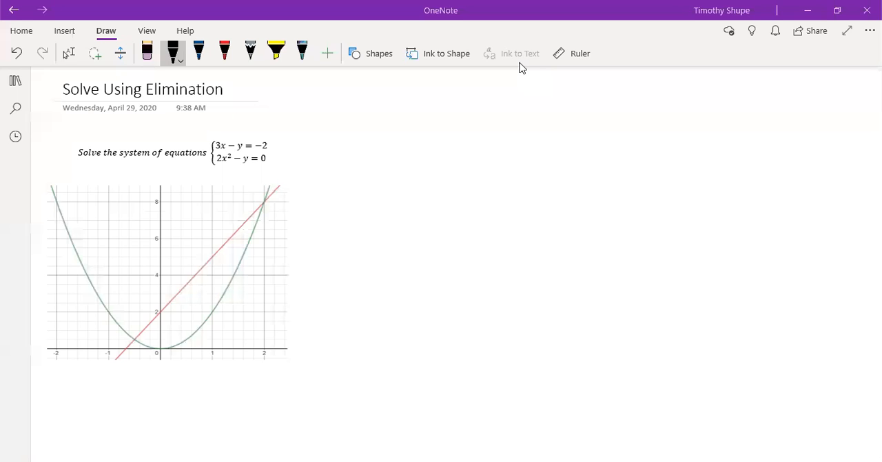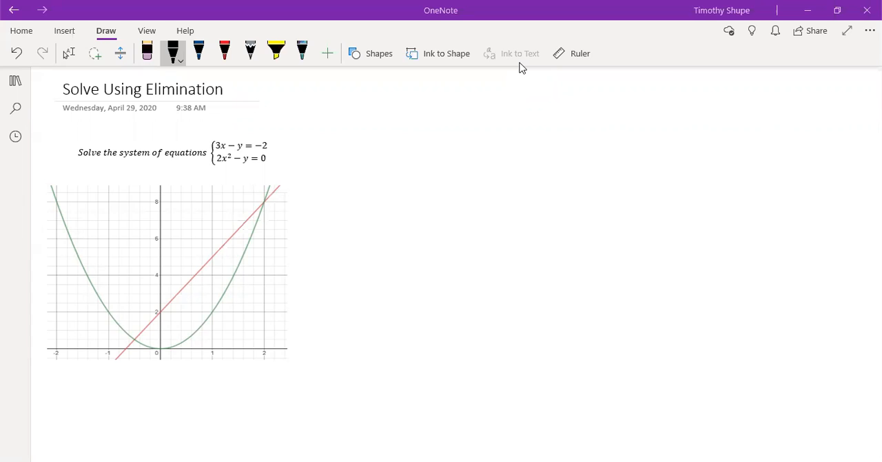The next example that we want to look at is solving a system of nonlinear equations using elimination. So again, looking at our graphs here, we've got a linear function, 3x minus y equals -2, that's the one shown in red. And you've got 2x squared minus y equals 0, which is our parabola in blue.